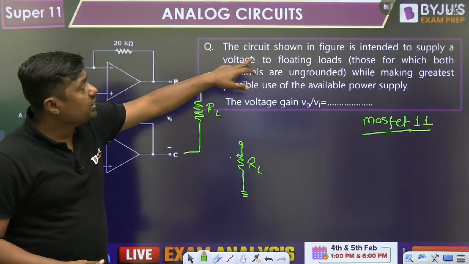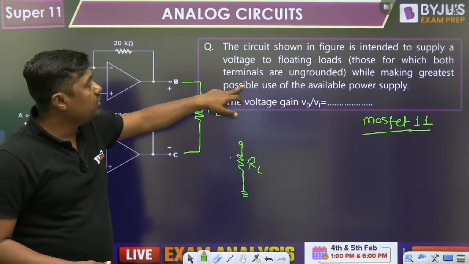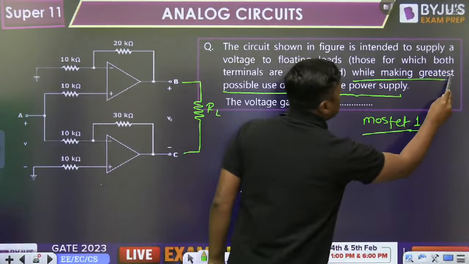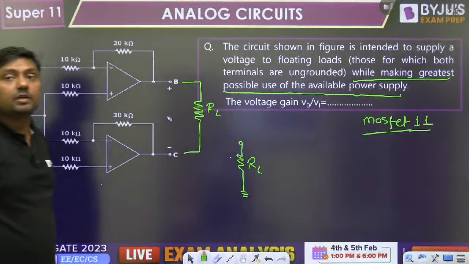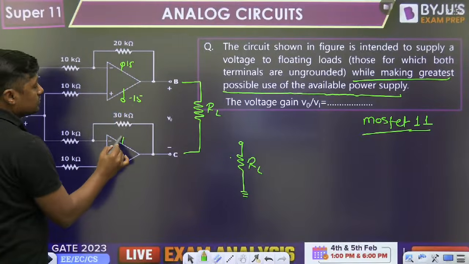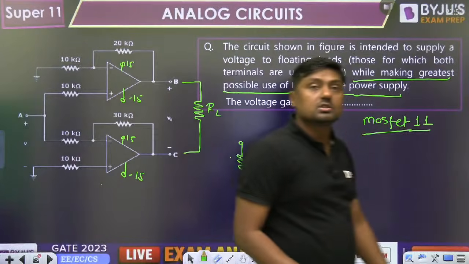The circuit shown in the figure is intended to supply a voltage to floating loads terminal while making the greatest possible use of available power supply. What is the available power supply? 15 and minus 15 volt. Okay, so this is all about this session.